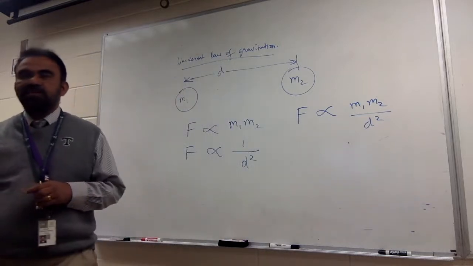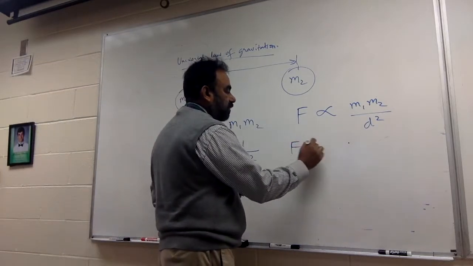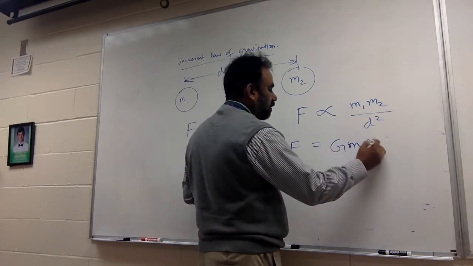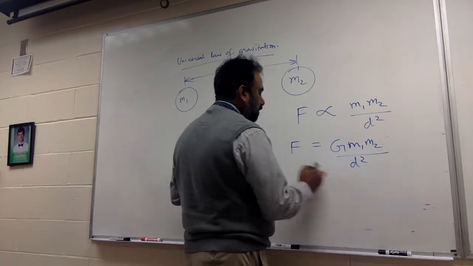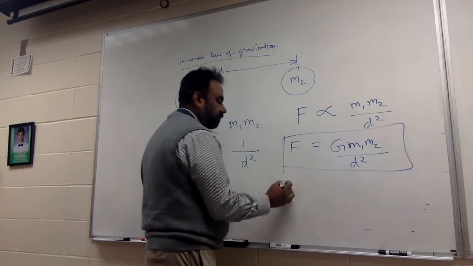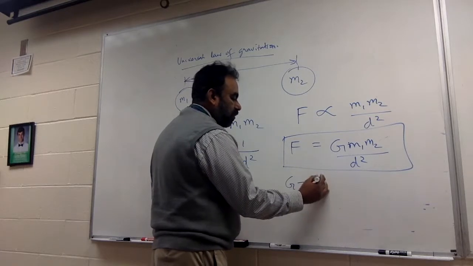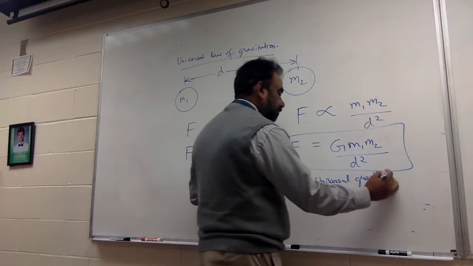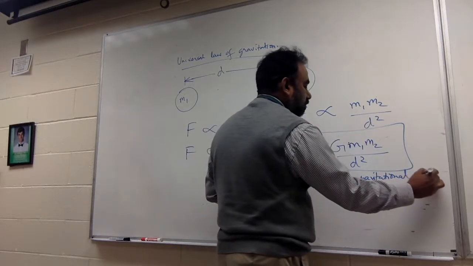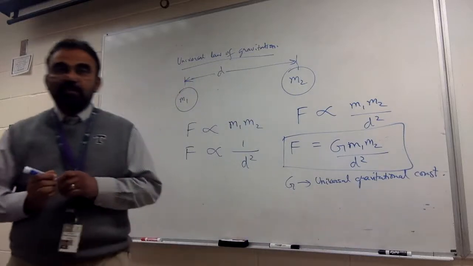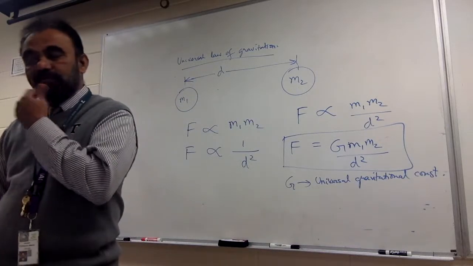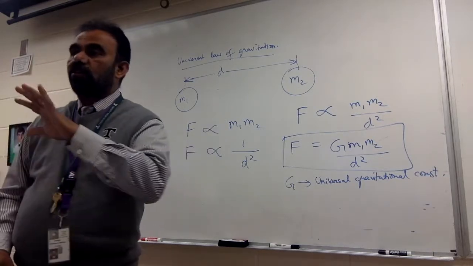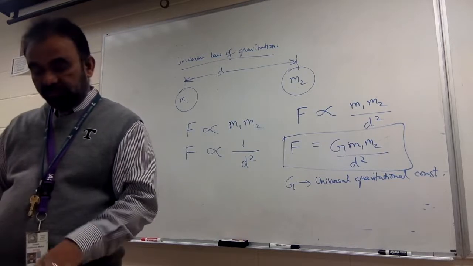Now the proportionality sign is changed to an equality sign by introducing a constant, capital G. And this capital G is called the universal gravitational constant. Now there is a big difference between capital G and small g. What is small g used for? Acceleration due to gravity, right? Capital G is called the universal gravitational constant.